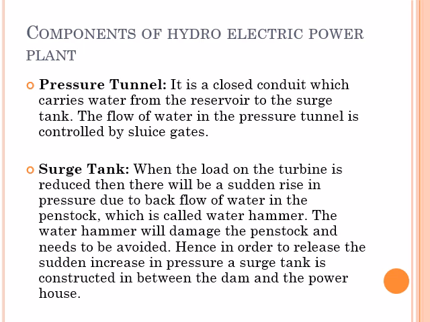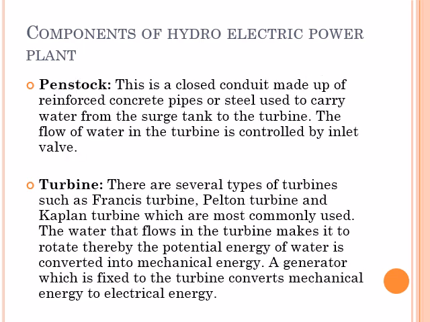Hence, in order to release the sudden increase in pressure, the surge tank is constructed between the dam and the powerhouse. Next is the penstock. This is a closed conduit made up of reinforced concrete pipes or steel, used to carry water from the surge tank to the turbines. The flow of water to the turbine is controlled by the inlet valve.